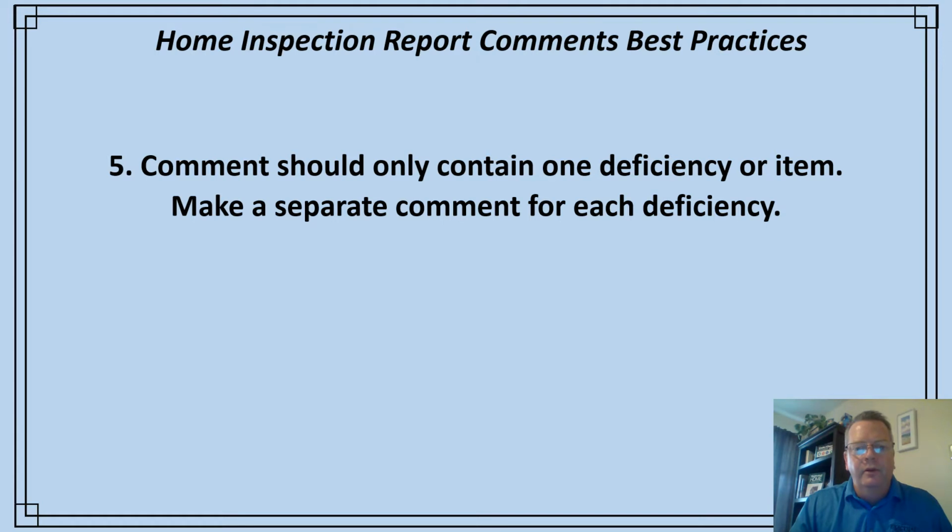Okay, number 5, comments should only contain one deficiency or item. So you need to make a separate comment for each deficiency. For example, you open the water heater closet and you start looking at the water heater. You see corrosion at the bottom of the water heater. You see it's missing a drain pan, and let's say the TPR drain line, the drain pipe, has a deficiency. Those are 3 separate deficiencies, so you should write a comment for each one of those deficiencies.